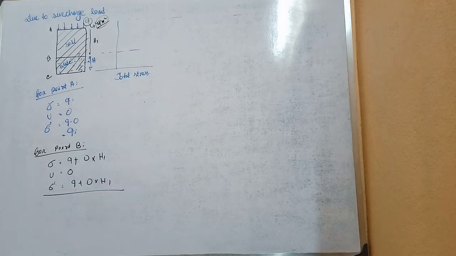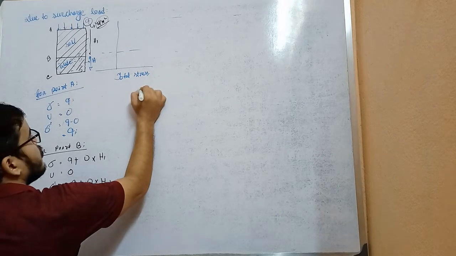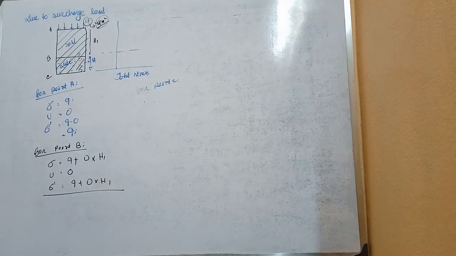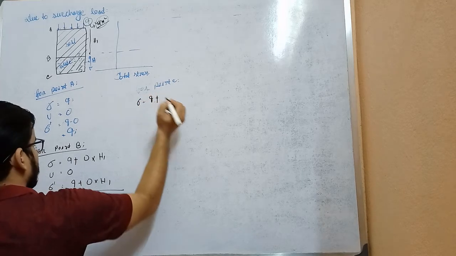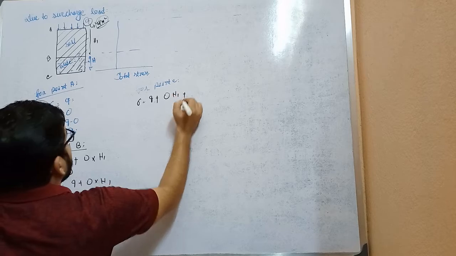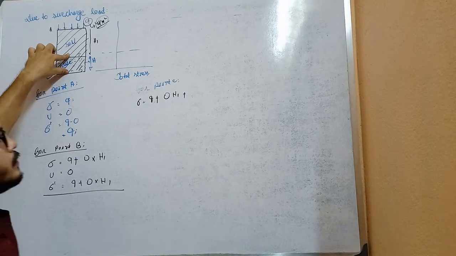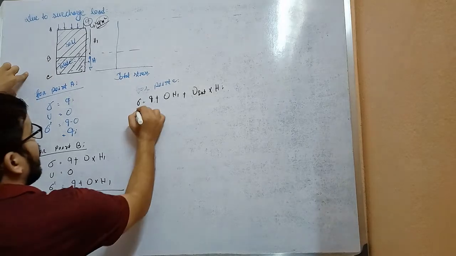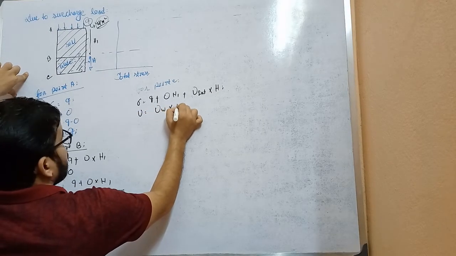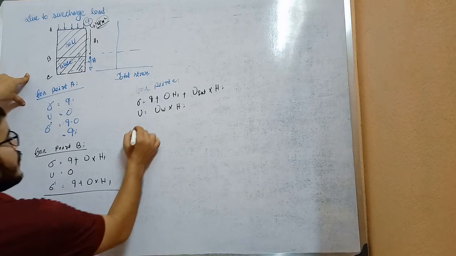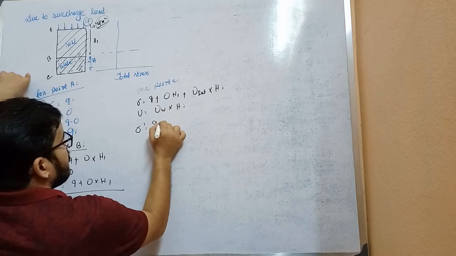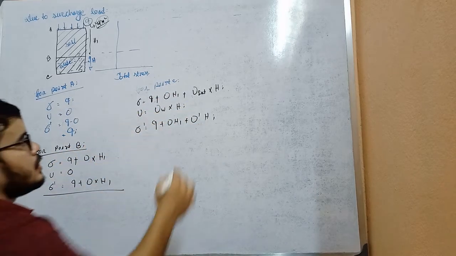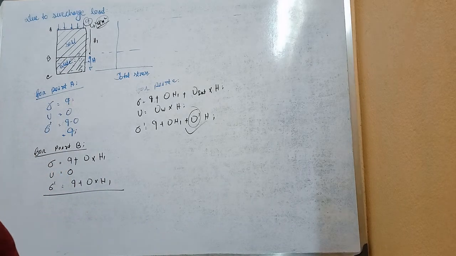Now for point C, total stress will be Q plus gamma into H1 plus, for the soil below the water table, gamma saturated into H. And pore water pressure will be gamma W into H. And effective stress will be this minus this: Q plus gamma into H1 plus gamma submerged into H, as gamma sat minus gamma W is gamma submerged. Now draw the diagram.